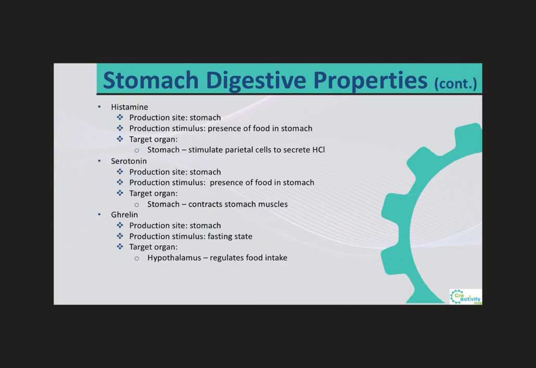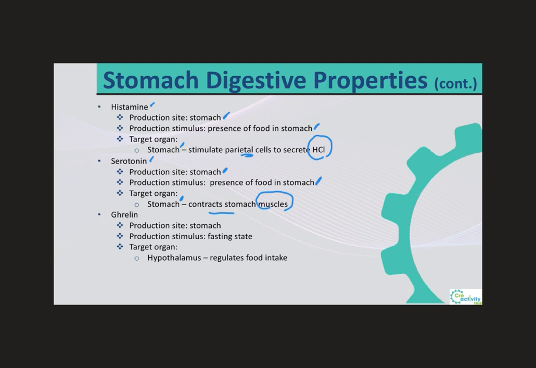Next, we have two hormones, which are histamine and serotonin. Both are going to be produced in the stomach. Both will be released due to the presence of food in the stomach, and they will also target the stomach. Now, histamine will stimulate the parietal cells to release hydrochloric acid, and serotonin will contract the stomach muscles.